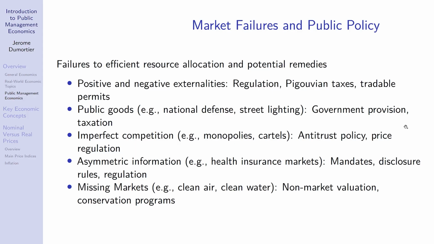Asymmetric information, such as in health insurance markets, call for mandates and disclosures. Note, asymmetric information occurs when two parties enter into a contract and one party is better informed than the other. And of course, lastly, we have also so-called missing markets, in the sense that we have a good that is demanded by, for example, consumers, like clean air and clean water. However, there is no market price associated with those goods.